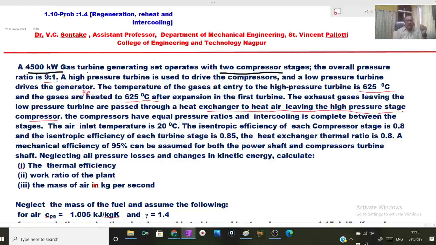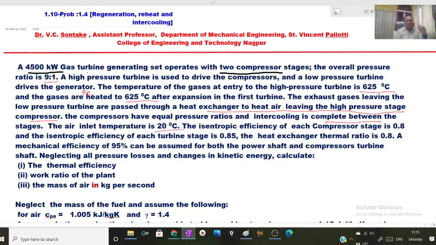The compressors have equal pressure ratios and intercooling is complete between the stages. So perfect intercooling is done. This is very important information. The air inlet temperature is 20 degrees Celsius.